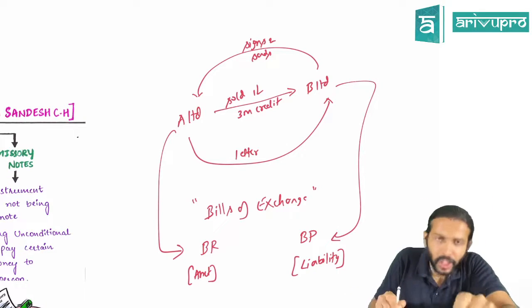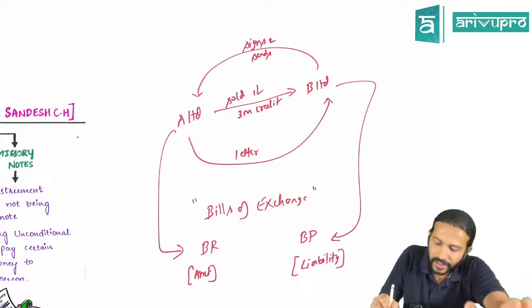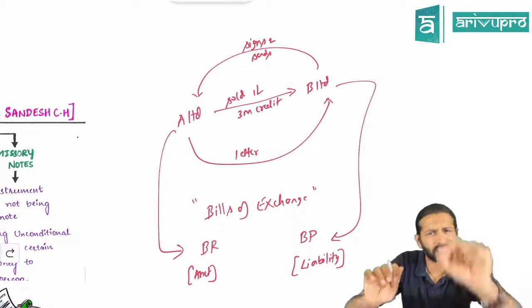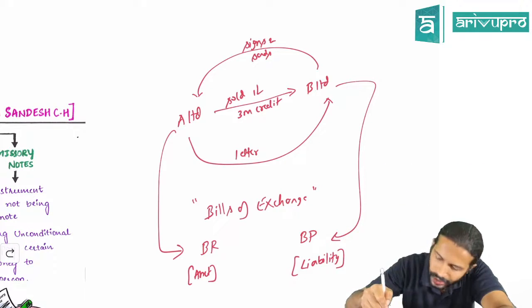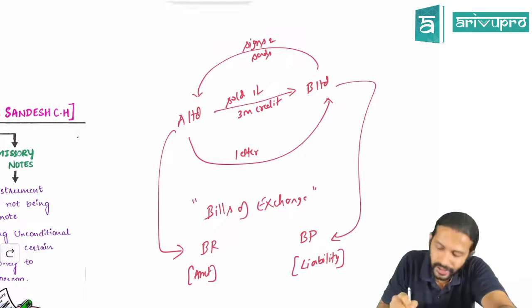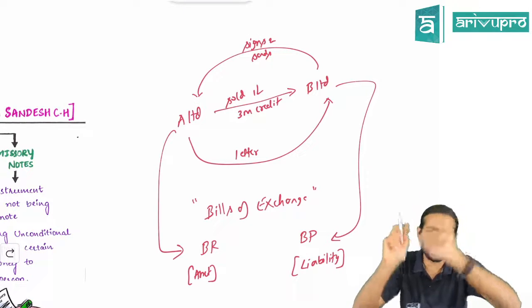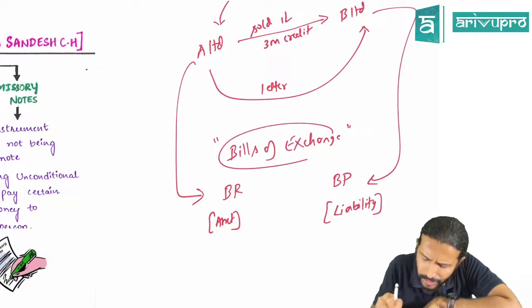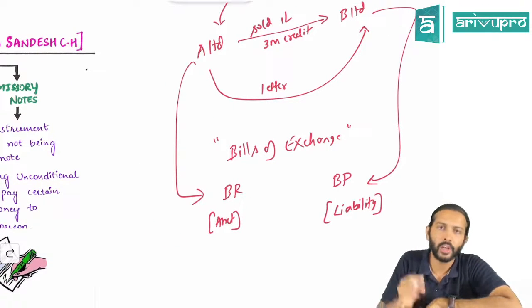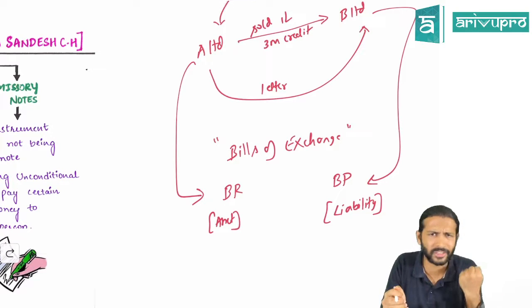Now A Limited will send a letter to B Limited writing these contents, I've sold goods worth this amount to you, and ask B Limited to sign. Once B Limited signs that letter and sends it to A Limited, you will no more call it a letter, you will call it a bill of exchange. For A Limited has to receive that money, right?